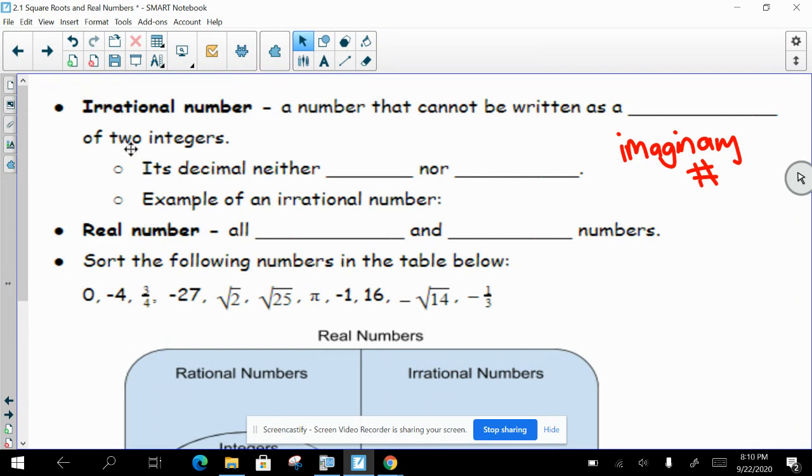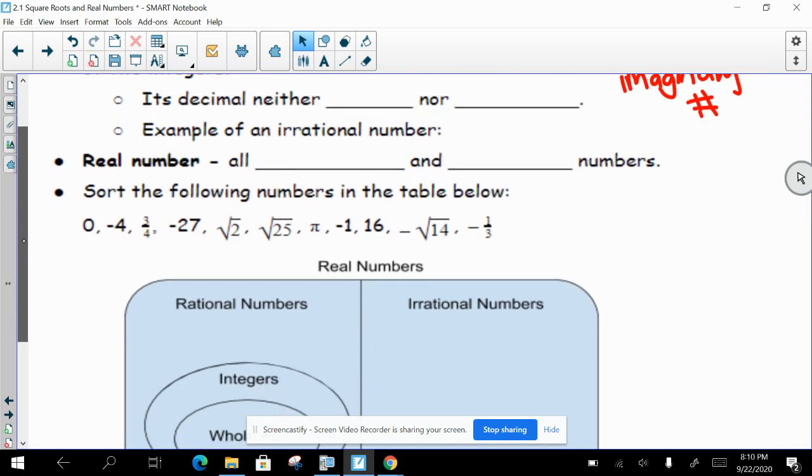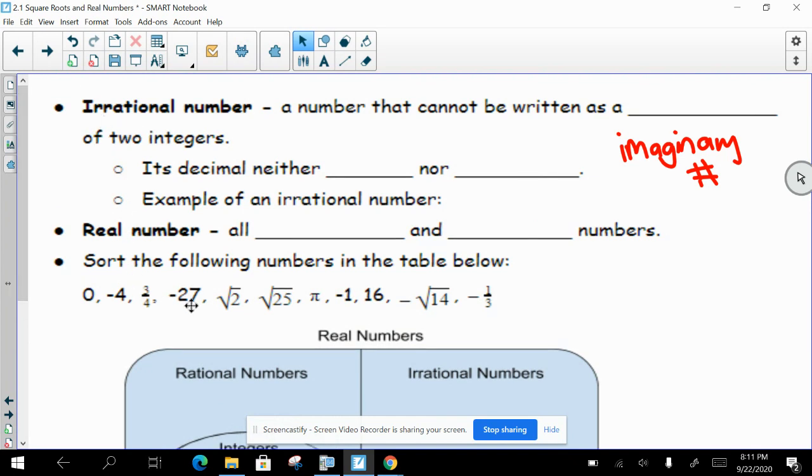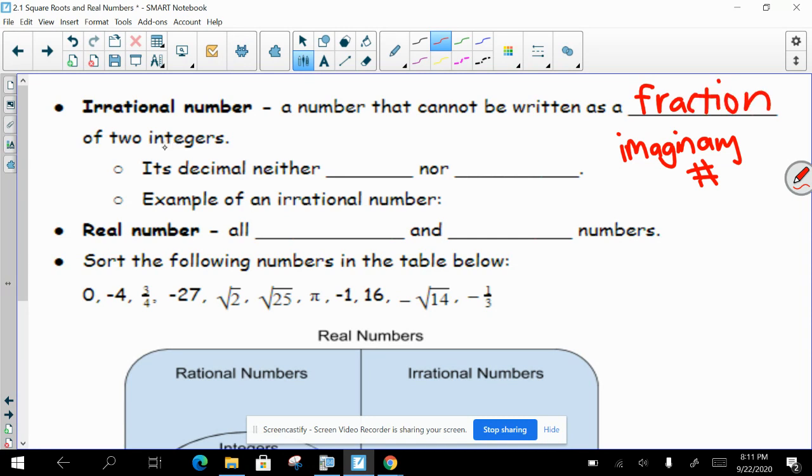So we're just going to work with real numbers in this class. And there's a type of classification system that we're going to be using. So first of all, you have rational numbers and irrational numbers. Irrational numbers are a number that cannot be written as a fraction of two integers. Its decimal neither ends nor repeats.